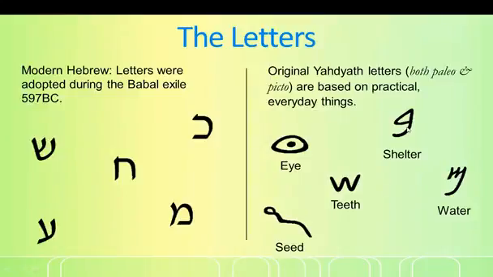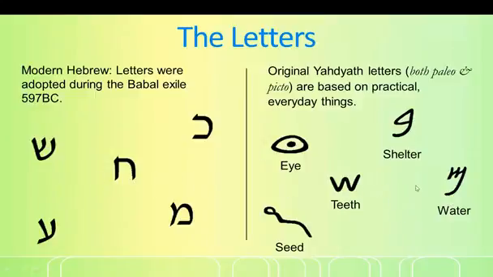This is the bat or the bet in modern terms, and this is shelter. This is what's used for house or shelter. This is called shin today, but it's the shan, and it's teeth, and it looks like teeth. This is the mem. It's called mem today, but it's mom originally. And this is water. They actually call it mayim, which is plural, meaning waters. But if you think about water, water is already plural. So here's one difference.